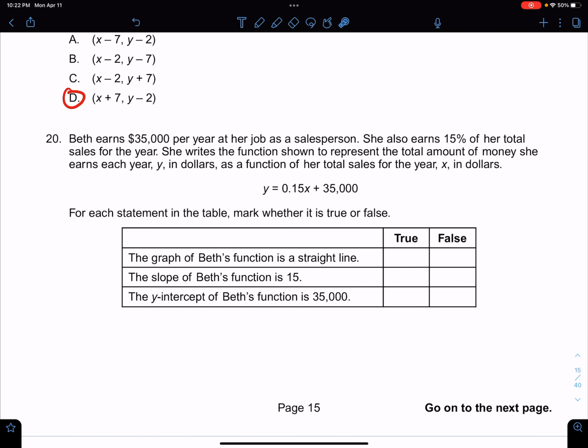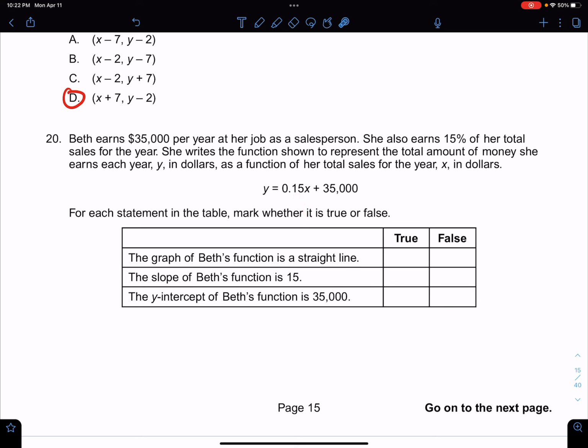Okay, number 20. It says Beth earns $35,000 per year at her job as a salesperson. She also earns 15% of her total sales for the year. She writes the function shown below. So here's my function, right? That is Beth's function to see how much money she earns a year. So she earns this much a year normally, and then she also earns 15% of her total sales for the year.